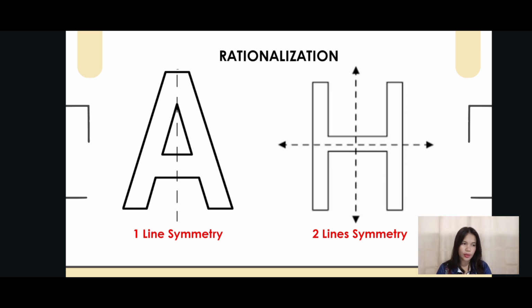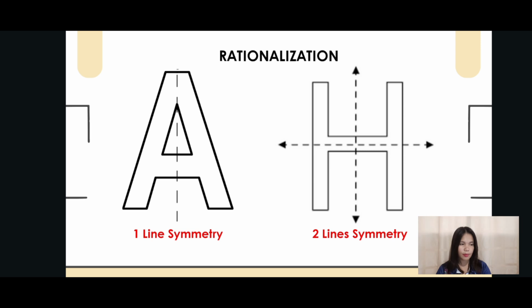We also have two line symmetry. Compare the difference between one line symmetry and two line symmetry. In two line symmetry, the figure has only two lines of symmetry. The lines may be vertical and horizontal, as in the letters H or X. For our example, we have here the letter X. If you divide it into two through the two lines, you can see that it will still be mirrored to the other side. So we can see here two line symmetry at the letter H.